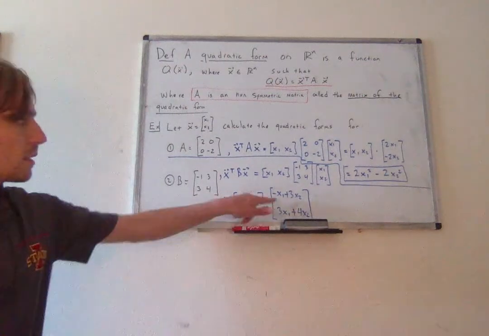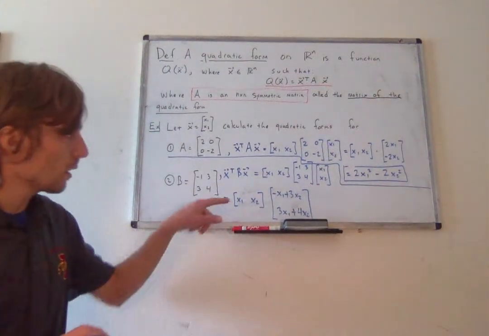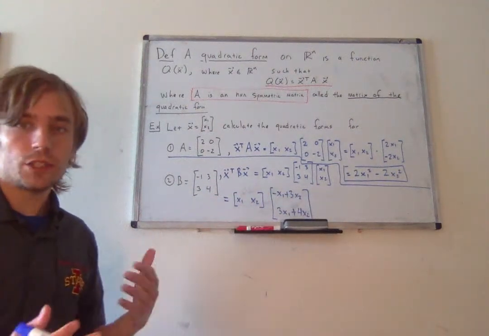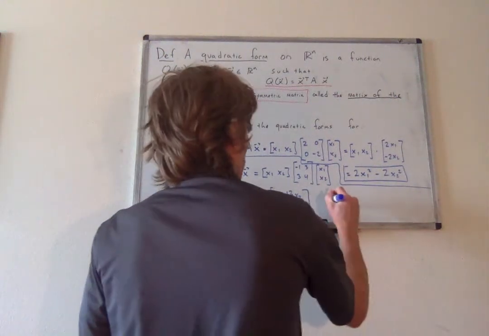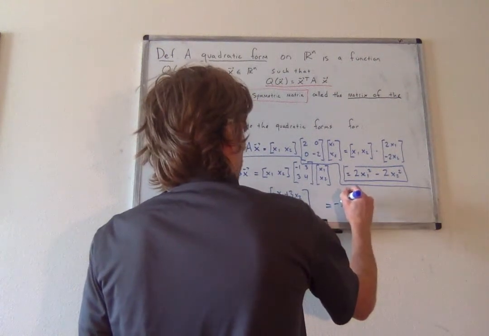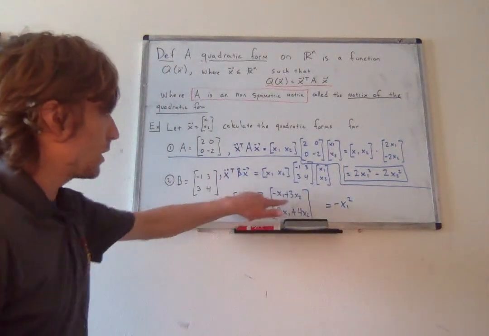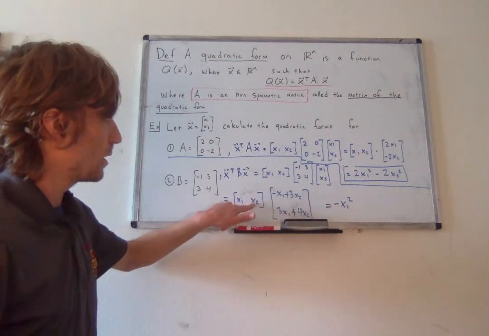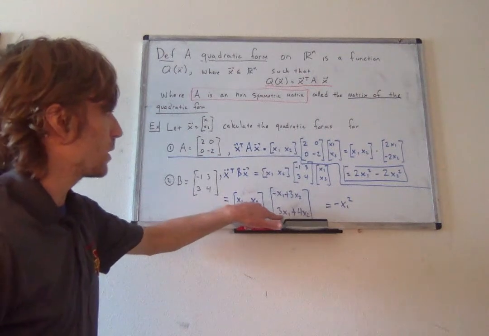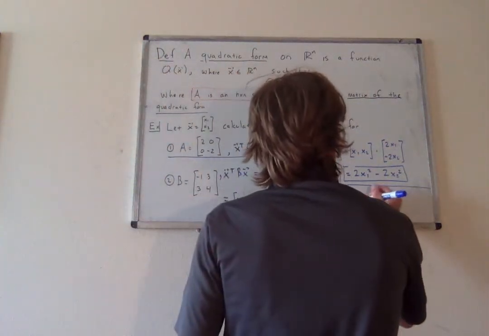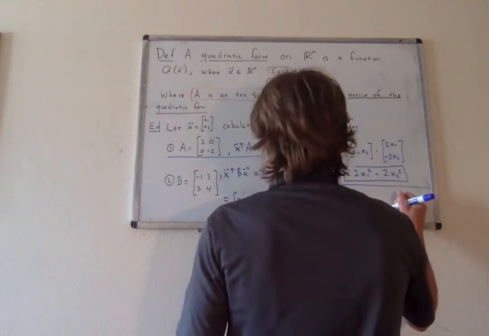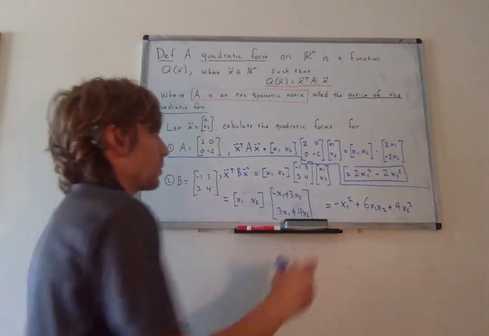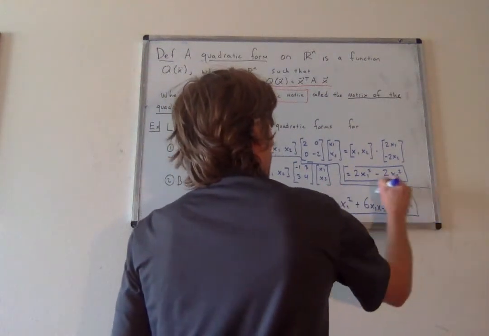So notice now I get a slightly more complicated vector here in the second step, where each of these entries in this vector contains both x1 and x2 terms. It's a linear combination of both. And so multiplying this out, I get negative x1 squared. Notice here in the first entry, the x1 is going to match up with the x2 to give me 3x1, x2. But in the second entry, the x2 is going to match up with the x1 to give me 3x1, x2. So I'll get 6x1, x2 plus 4x2 squared. And so this would be the quadratic form associated with the matrix B.